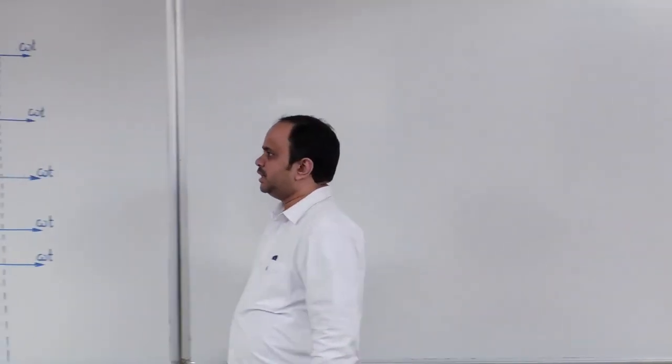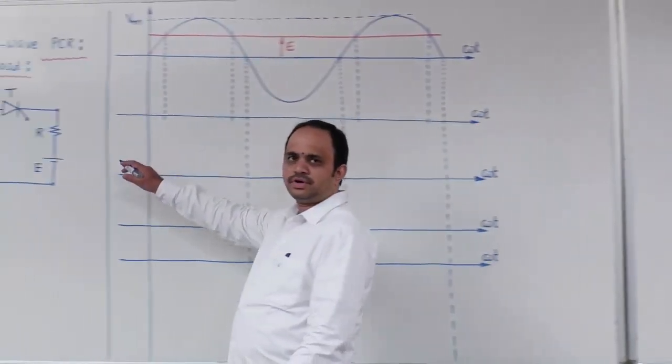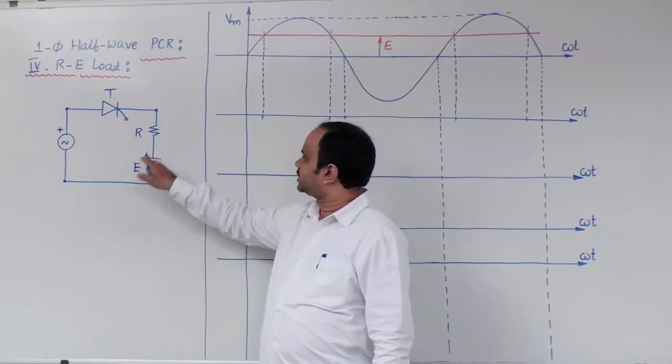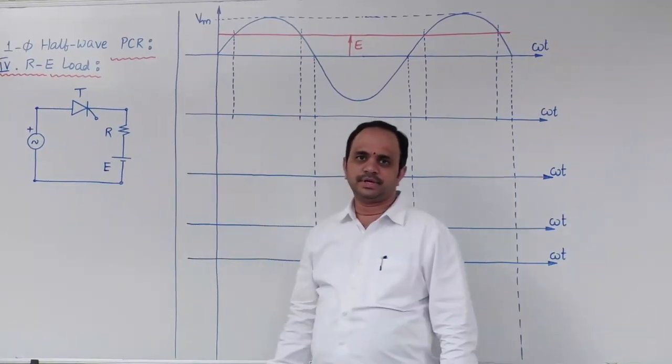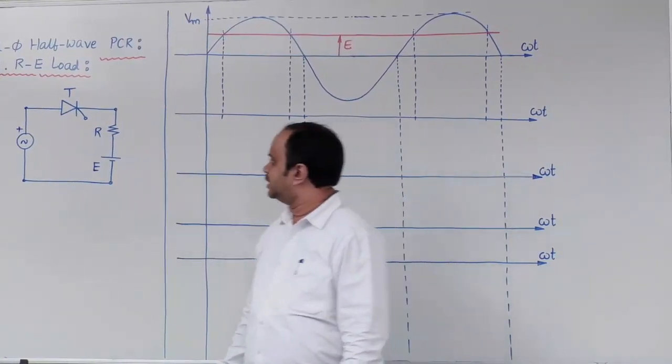Welcome to next lecture. In the previous lecture, we just started single phase half wave phase control rectifier by using SCR as a main device, and we discussed resistive load, inductive load and pure inductive load. Now let us take a few more conditions in the load side. Here I have just drawn the circuit with an RE load, for ready reference.